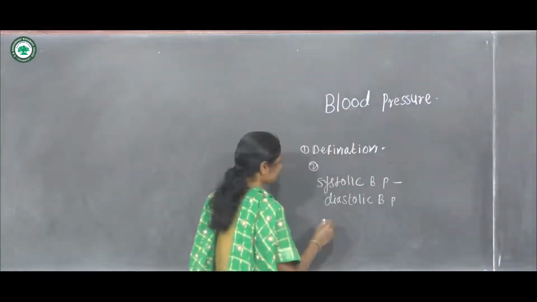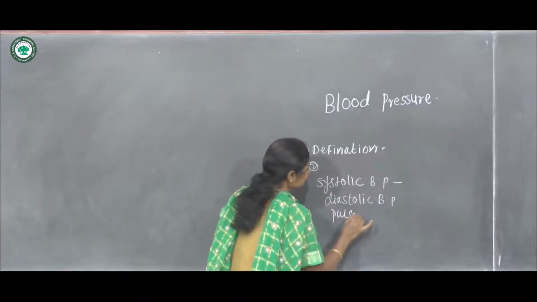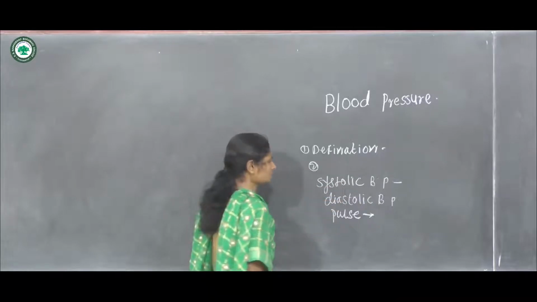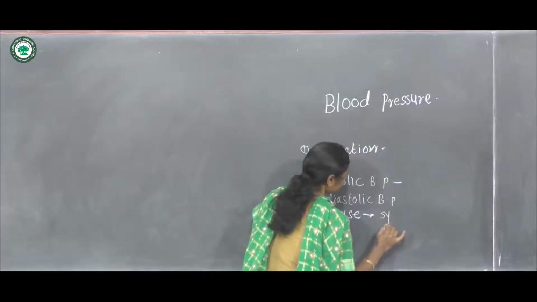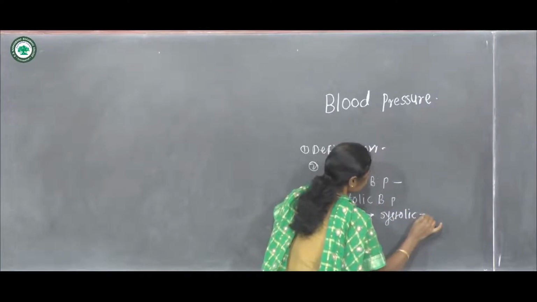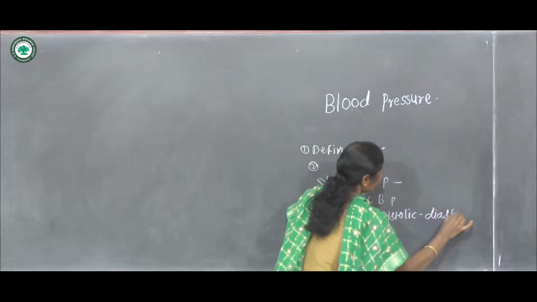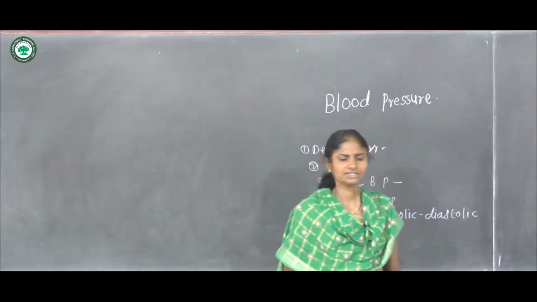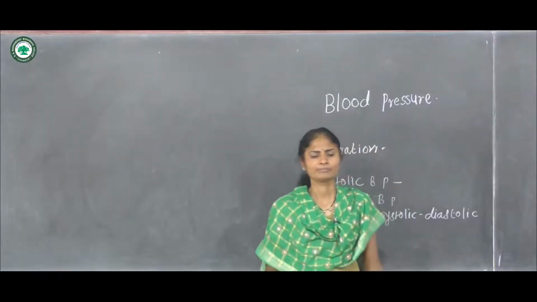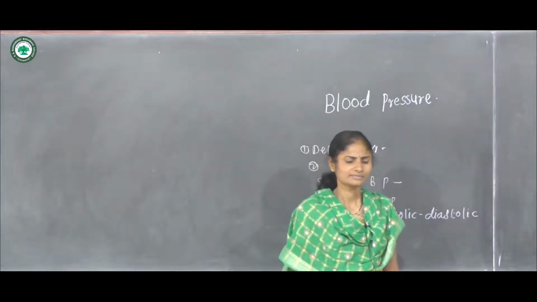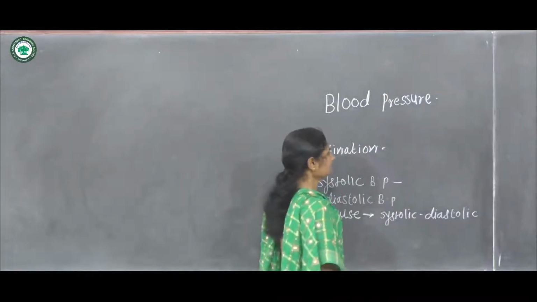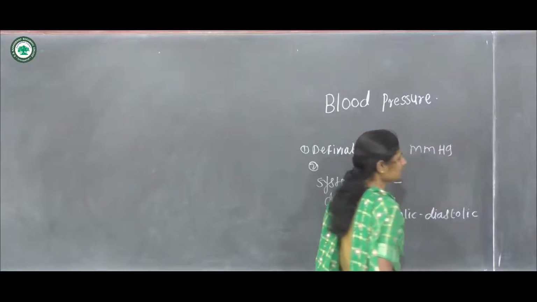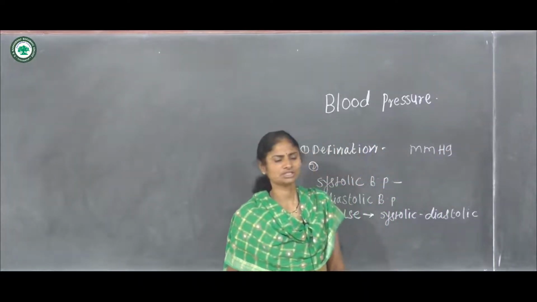The third type is pulse pressure. The difference between systolic and diastolic pressure is called pulse pressure. The unit of measuring blood pressure is millimeter of mercury, denoted by mmHg.